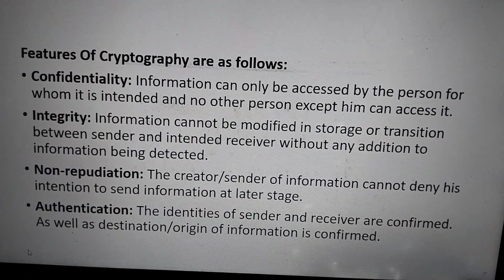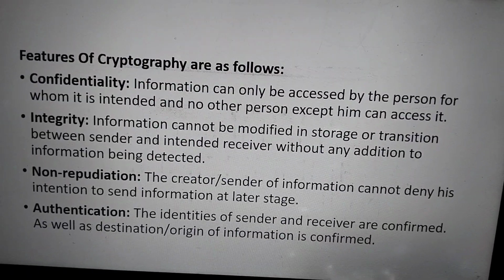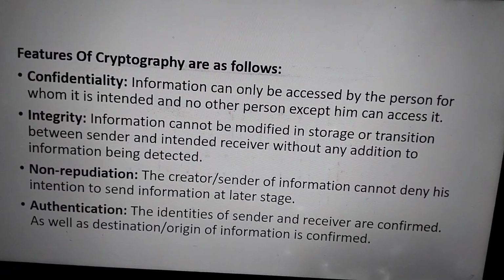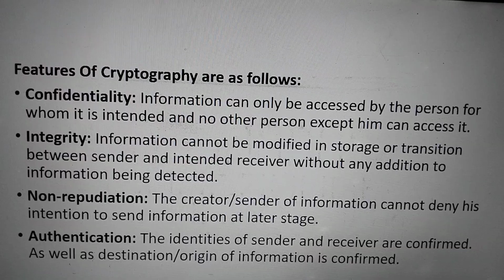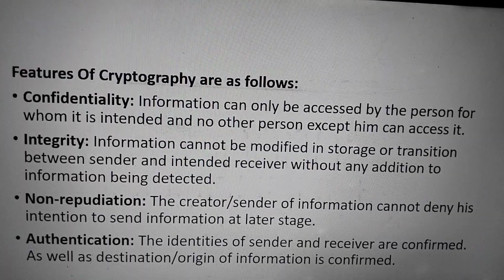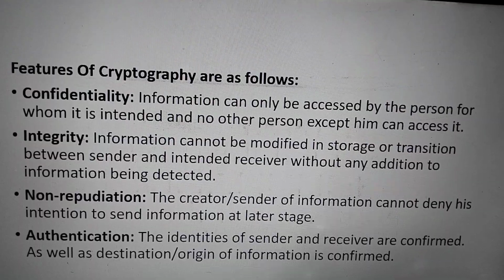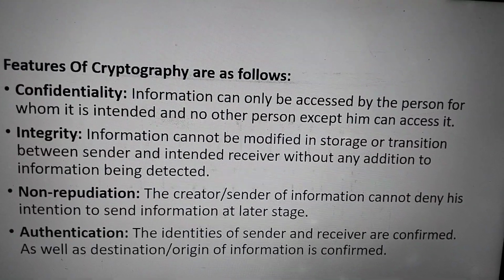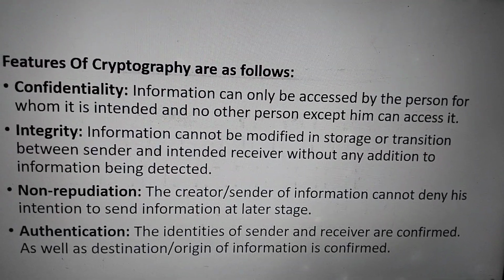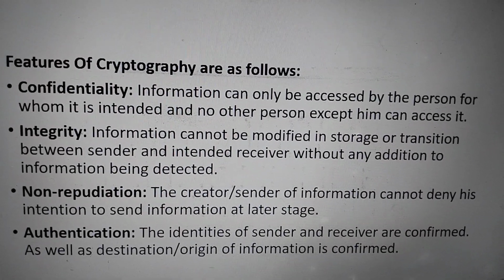Next is non-repudiation. Non-repudiation means that the sender or the creator cannot deny at a later stage their intention of sending the information. The last one is authentication. In authentication, we identify the sender and the receiver, and verify that only the right person has received the information. That is the last feature of cryptography.